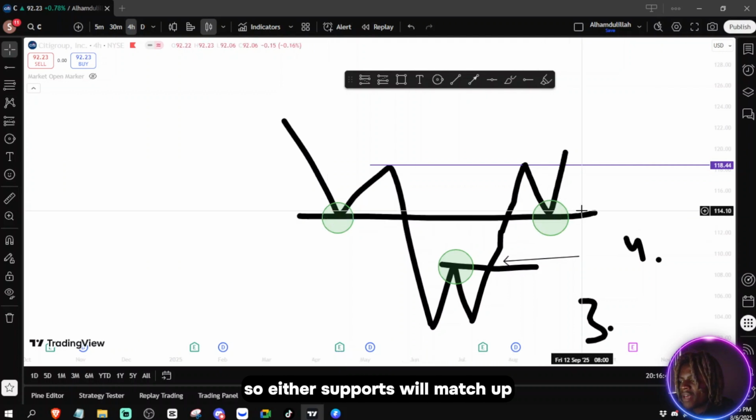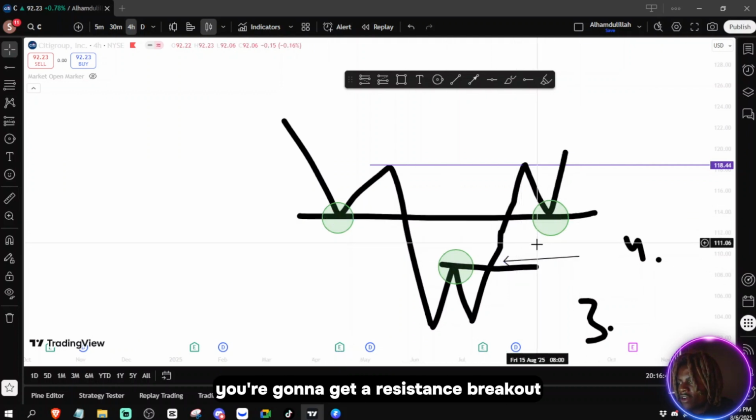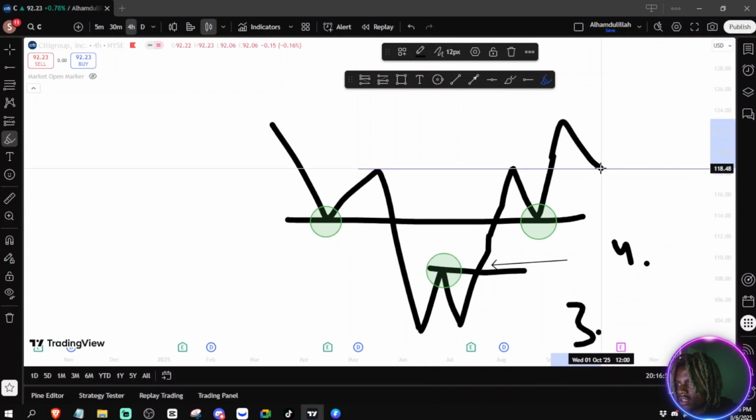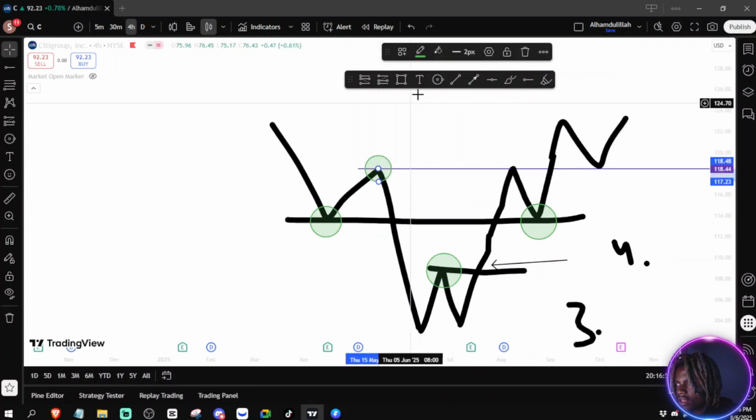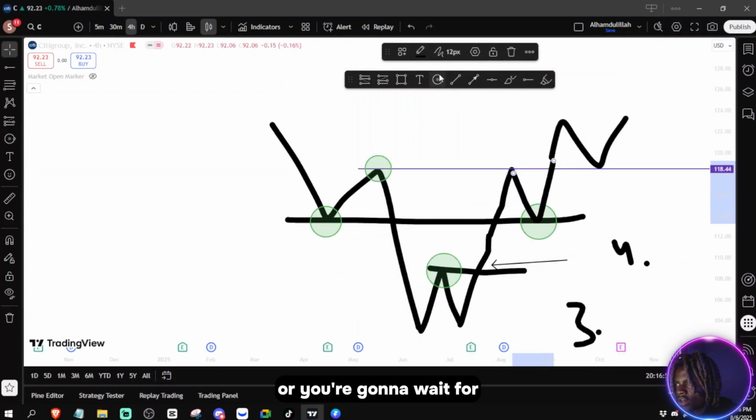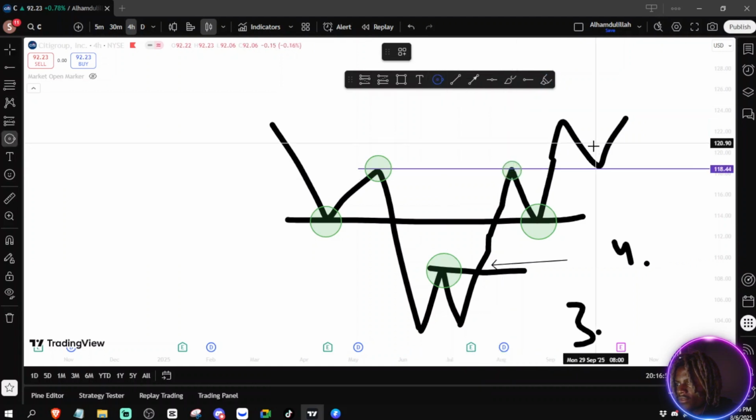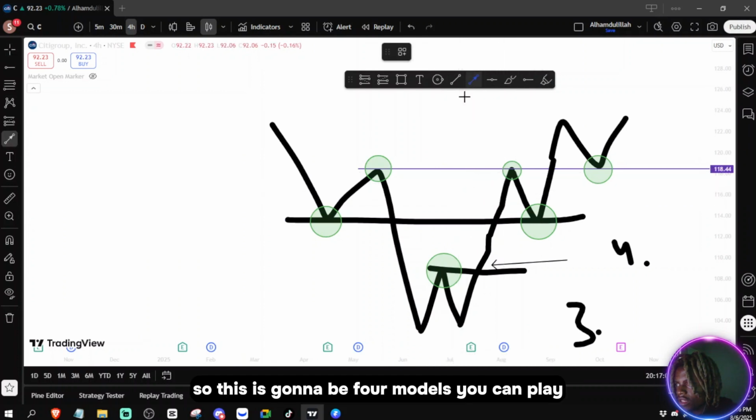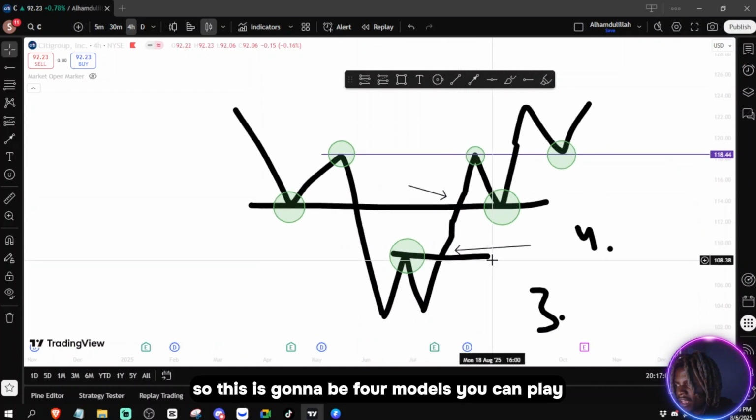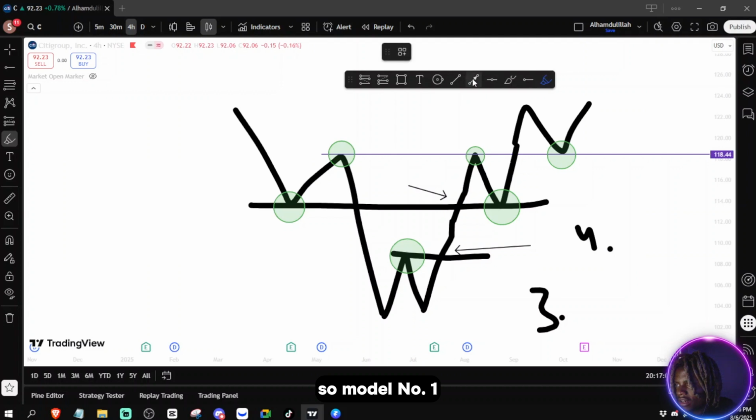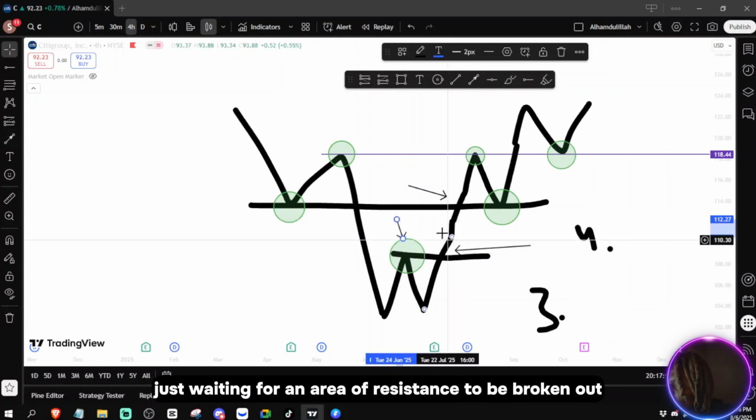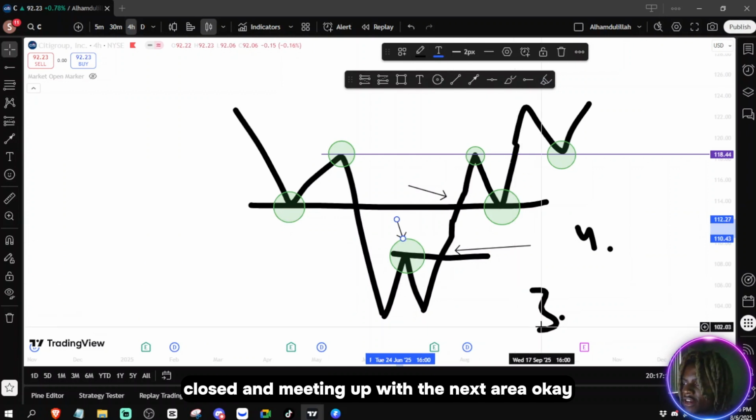So either supports will match up, you're going to get a resistance breakout, you're going to wait for resistance to turn into support, or you're going to wait for an area of support to just be broken out of. So this is going to be 4 models you can play. Model number 1, we got the resistance breakout right here, just waiting for an area of resistance to be broken out, closed, and meeting up with the next area.